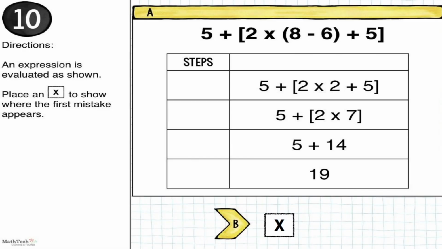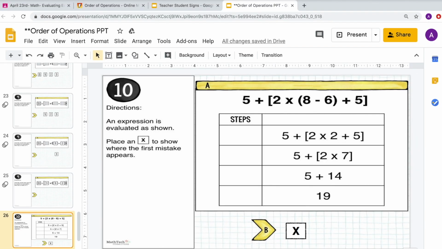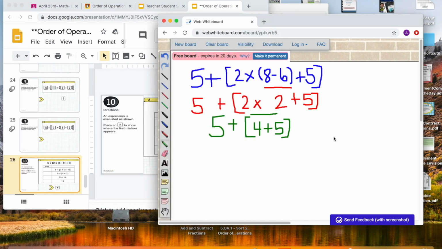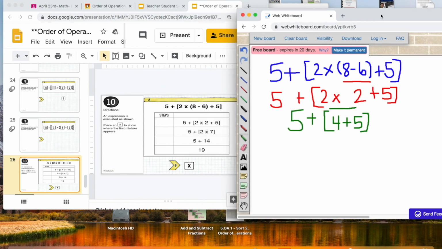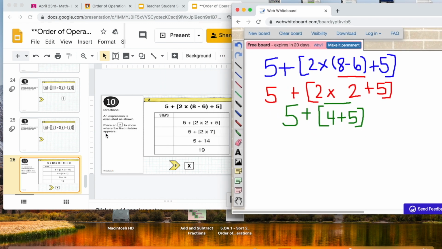And the last one, I love these because it's error analysis. And kids love to find other kids' mistakes. They love to find my mistakes, right? They love to find your mistakes. So let's look at this really quickly. I've set it up over here just so we can see. So it says an expression is evaluated as shown. Place an X to show where the first mistake appears.